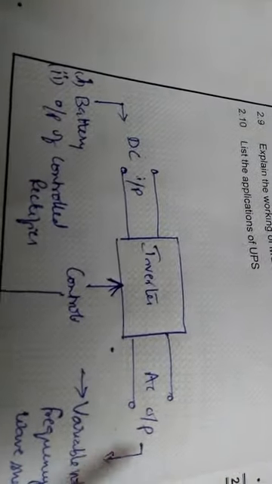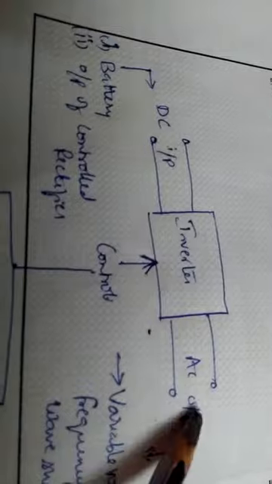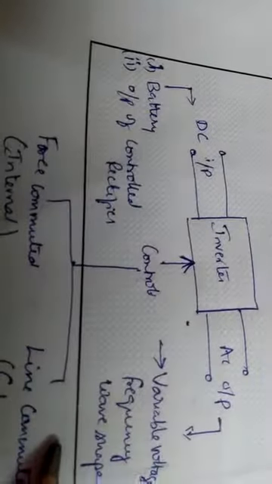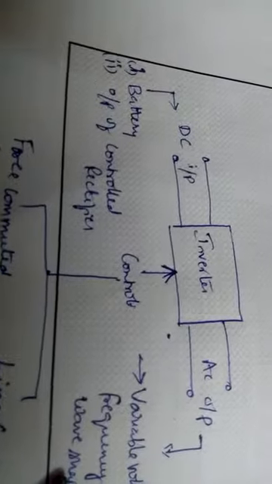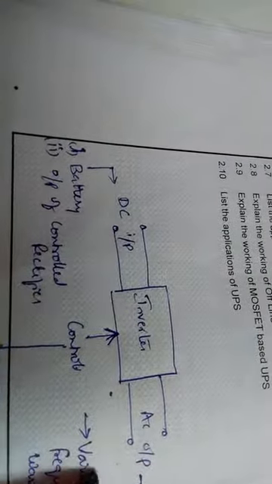That AC output should be variable in terms of voltage, that is magnitude, in terms of frequency and also wave shape. In certain applications we need variable voltage, at certain times we need variable frequency and also wave shapes. So our output can be variable in different parameters. Voltage can be varied, frequency can be varied, or wave shape can be varied. So basically an inverter is a converting circuit which converts DC input into AC output.